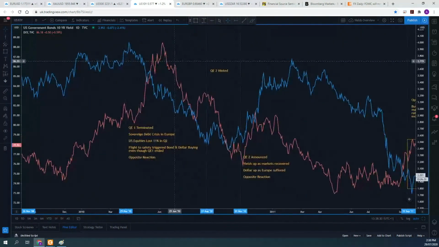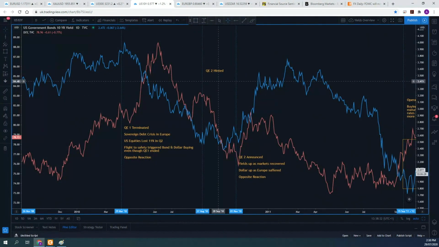Right, now, QE2 was hinted back in August 2010. That had the desired reaction, right? So it hadn't started at that time. It was just hinted that it might be a possibility. It gave the desired reaction. And when it was actually announced, it had the opposite reaction. So a little bit of a possible buy the rumor, sell the fact reaction there.